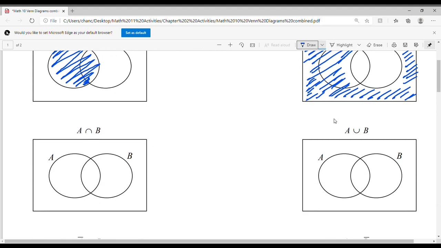For the third example, we're looking for the intersection of A and B. The intersection is the same as the overlaps. What is common in both? I have the center here is in both A and B, so we're going to shade the center.